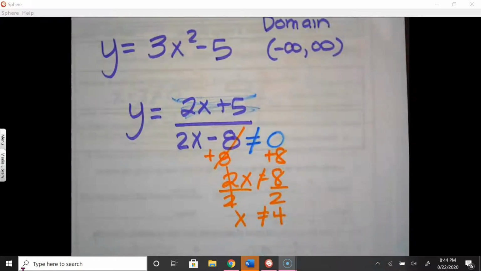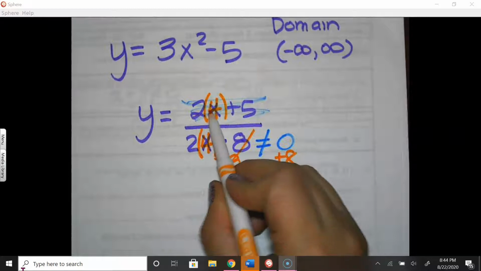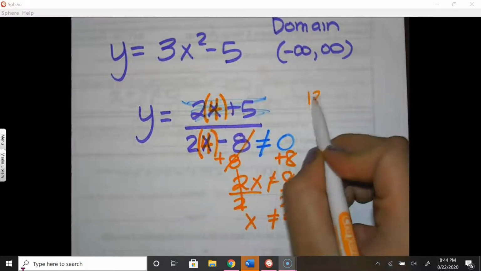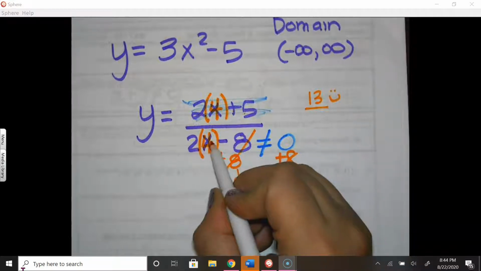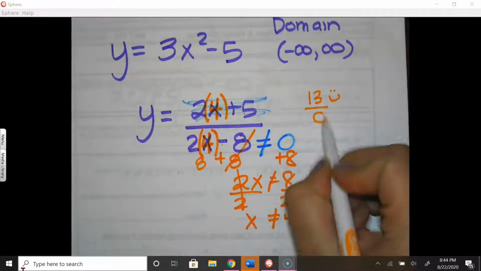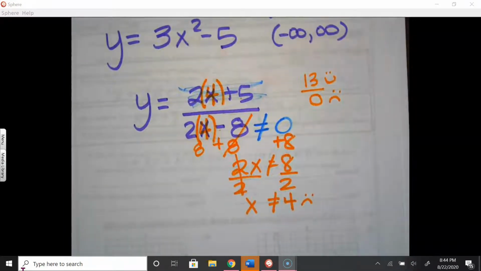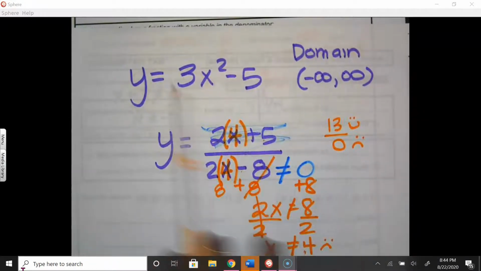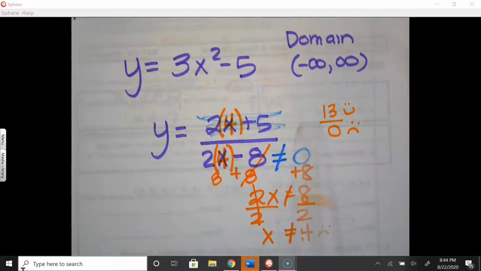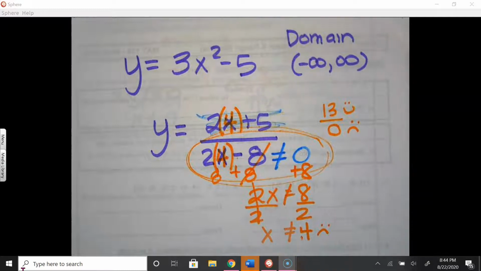So x cannot be 4. If you put a 4 here and a 4 here, we would get 8. 2 times 4 is 8, plus 5 is 13 on the top, which is totally cool. But then here we would have 2 times 4 is 8, and 8 minus 8, oh no. So this is the bad number. It could be any number but this. So again, here's our two cases: all real numbers when it looks like this. When it's a fraction, we have to solve the problem in the denominator, not the numerator. The numerator is okay.